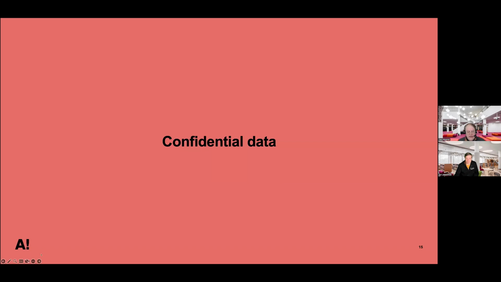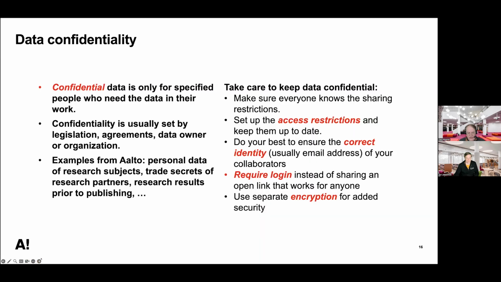So then we have a small section on confidential data. Can move on to the next slide. So confidential data is only for specified people who need the data in their work. Confidentiality is usually required by legislation, like with personal data, or by agreements with the data owner or his or her organization. Examples from Aalto of confidential data are, of course, personal data of research subjects, trade secrets of research partners, and research results prior to publishing.